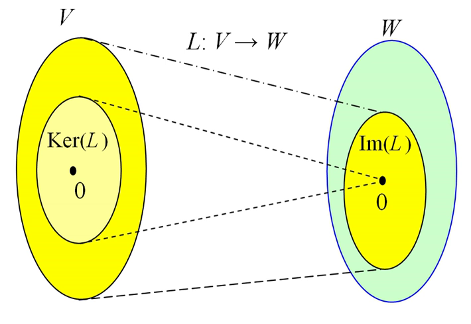In mathematics, and more specifically in linear algebra and functional analysis, the kernel, also known as null space or nullspace, of a linear map L: V → W between two vector spaces V and W, is the set of all elements v of V for which L(v) = 0, where 0 denotes the zero vector in W. That is, in set-builder notation, ker L = {v ∈ V | L(v) = 0}.